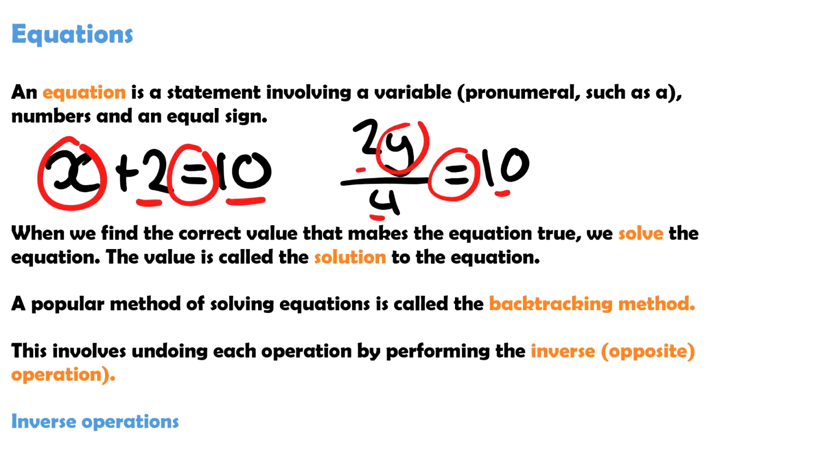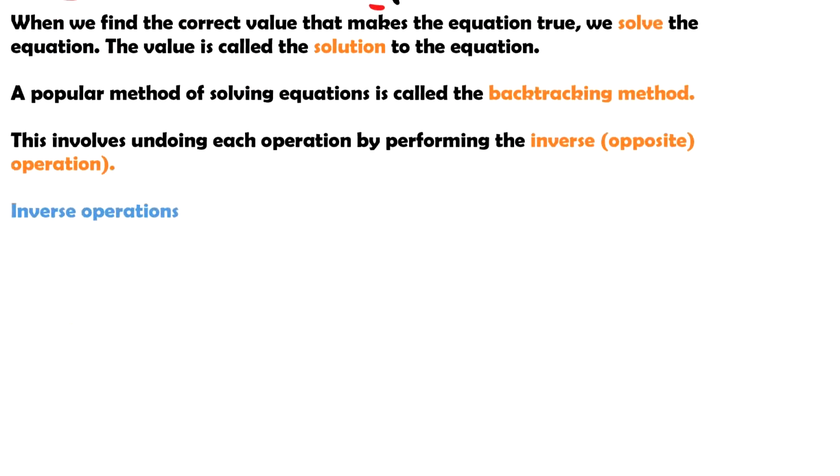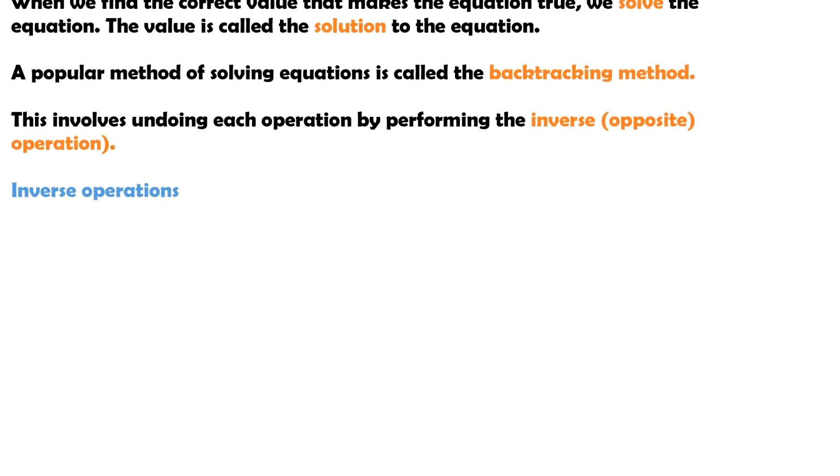One of the most popular methods, and one of my favorite methods in solving equations, is called the backtracking method. We usually undo operations by performing what we call the inverse operation, which is just the opposite. On your screen, I'm going to write up our inverse operations. If I have plus, the inverse of plus is minus. So addition and subtraction, and it goes both ways. If I had a minus over here, the inverse operation of that is plus.